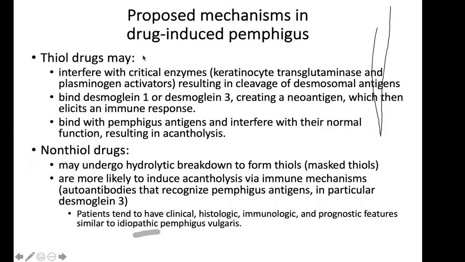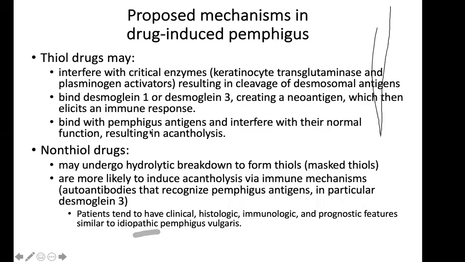The thiol drugs may interfere with critical enzymes that keep the epithelial cells together. And so when they interfere with those enzymes, it results in cleavage of the desmosomes. Or they could bind to desmoglein 1 or 3, creating an entirely new antigen and thereby evoking an antibody response. Or the thiol drugs may bind with these antigens and interfere with the normal function. So when normal function is obstructed, it can result in acantholysis.